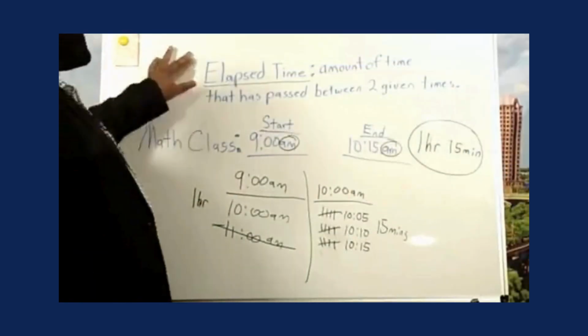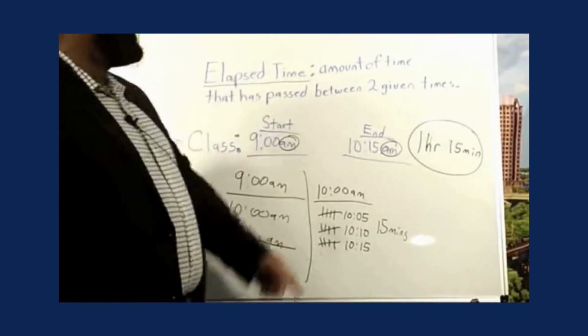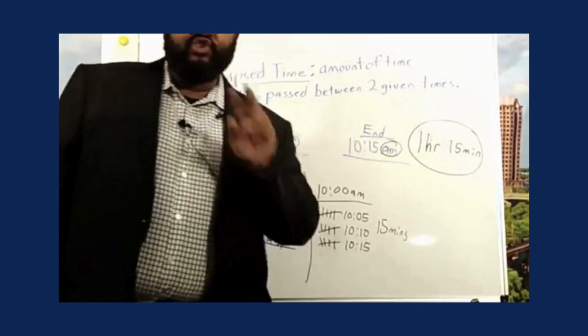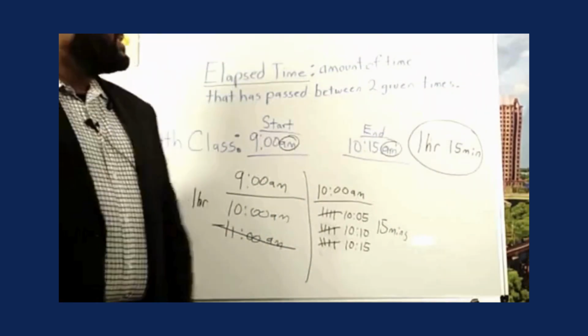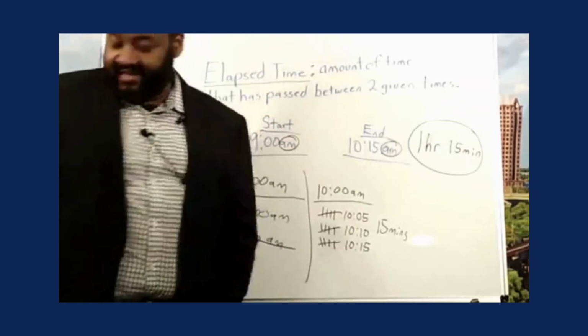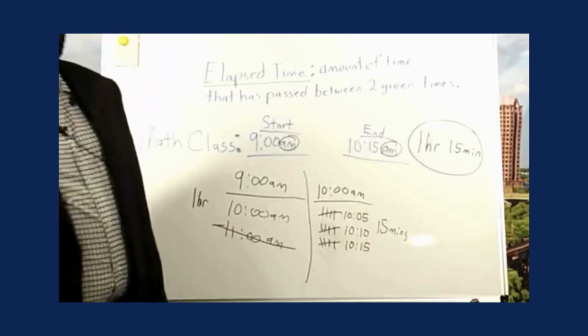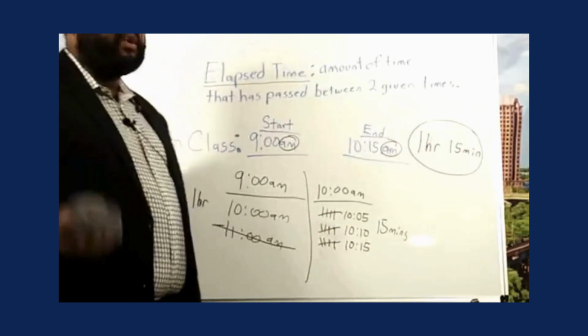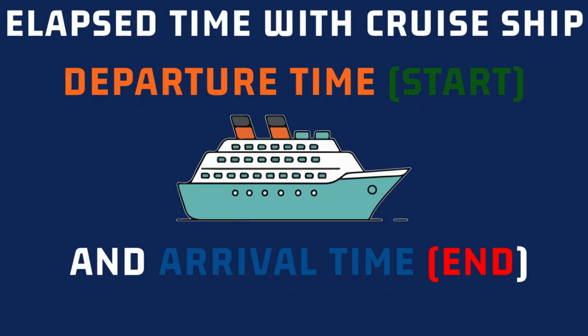Once again, when we talk about elapsed time, it is the amount of time that has passed between two given times. And that means a starting point and an ending point. Questions?